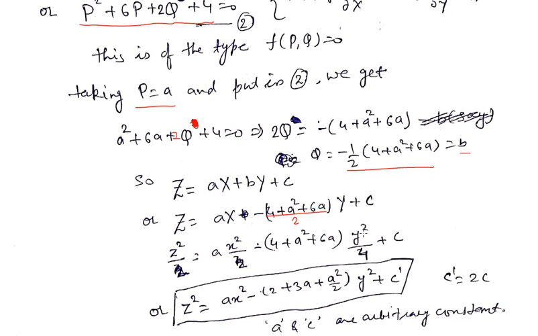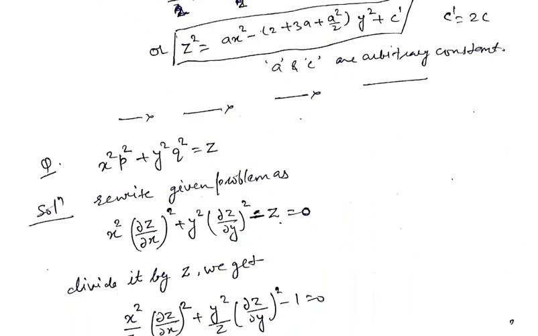square by 2, so y square by 4 plus C, or Z square is equal to A x square minus 2 plus 3A plus A square by 2 y square plus C dash, where C dash is 2C. Here A and C dash are arbitrary constants.